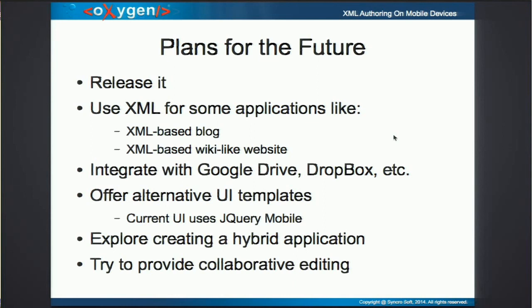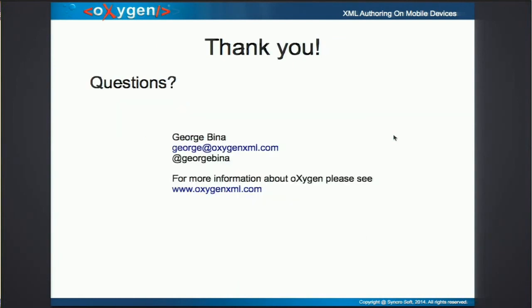Our plans for the future are to release it first. We hope to do that in May. And then use it for some XML based application, for a weblog maybe, for a wiki-like website that has DocBook or a simplified DocBook behind it, for instance. Integrated with Google Drive or Dropbox, so you can have new DocBook, new DITA in your Google Drive as actions. Explore different ways for the user interface, and maybe create hybrid applications.